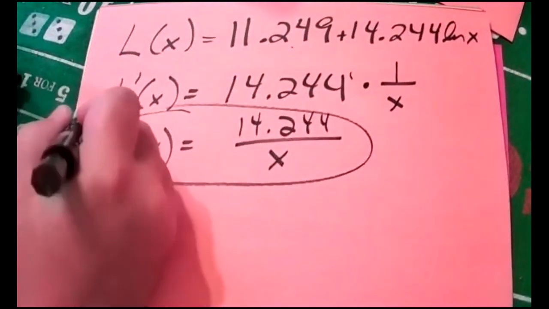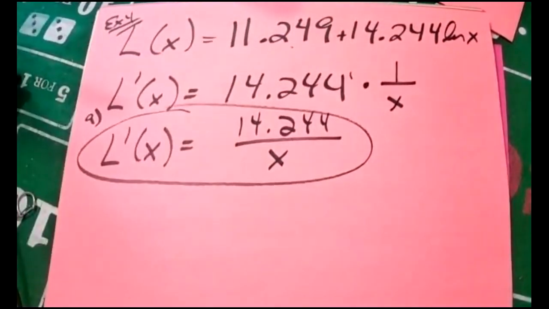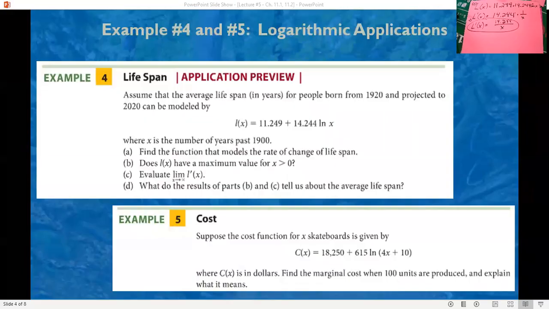Let's take this part A, which is example 4. Let's see what else we're being asked in example 4. Now we're saying, does L of x have a maximum value for all x greater than 0? We can find that easily if we just graph it. Let's take a look at the graph.